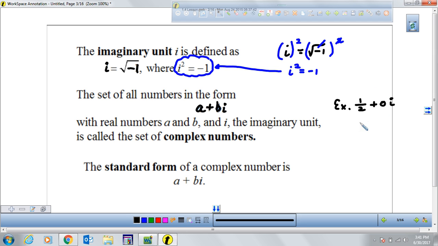Now, other types of numbers, such as -3, that's a real number. But if we want to write it in the form a plus bi, that's the same thing as -3 plus 0i, and so on and so on. When are we going to have an i on the number? When we have the square root of a negative number. Okay. So once again, the a plus bi is going to be called the standard form of a complex number.